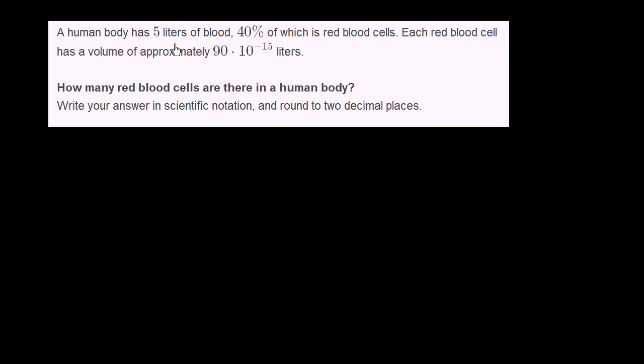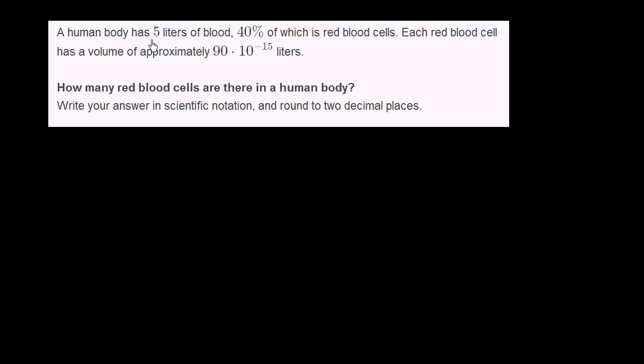A human body has 5 liters of blood, 40% of which is red blood cells. Each red blood cell has a volume of approximately 90 times 10 to the negative 15 liters. How many red blood cells are there in a human body? Write your answer in scientific notation and round to 2 decimal places.